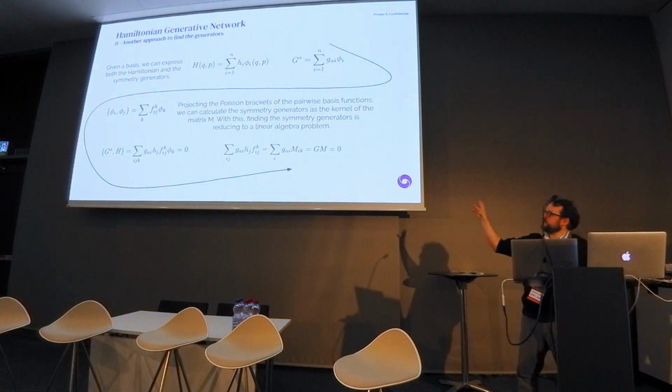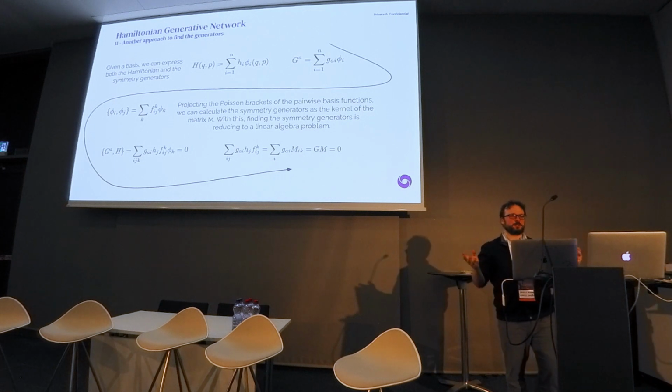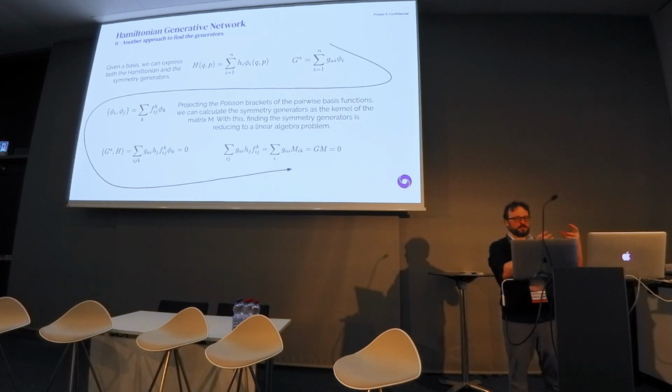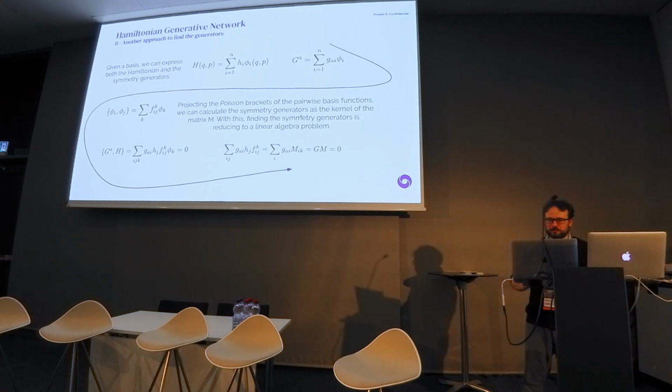One of the first things we could imagine is that if we introduce a basis function where we can express both the Hamiltonian and the generators, once you introduce this basis function, we define the Hilbert space, etc., and everything becomes a linear algebra problem. You can rewrite the problem of finding the symmetry generators, which are these coefficients, as a problem of finding the kernel of a matrix.